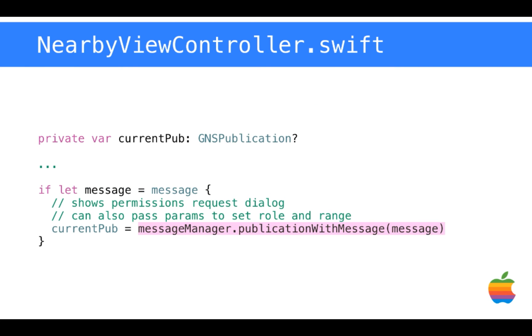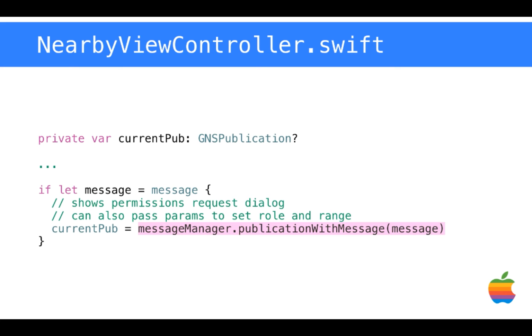So the way that subscription or publication and unpublication works is a little bit different in iOS. You take this message manager that you just configured and you call publication with message and provide a message. This is what will trigger showing the permissions dialog if you haven't already granted permission. And I haven't used any extra parameters here for controlling the role and the range. Remember the publish options for Android, the only thing I used there was this callback for the notification kill, and that doesn't exist on iOS, so no need for that here.